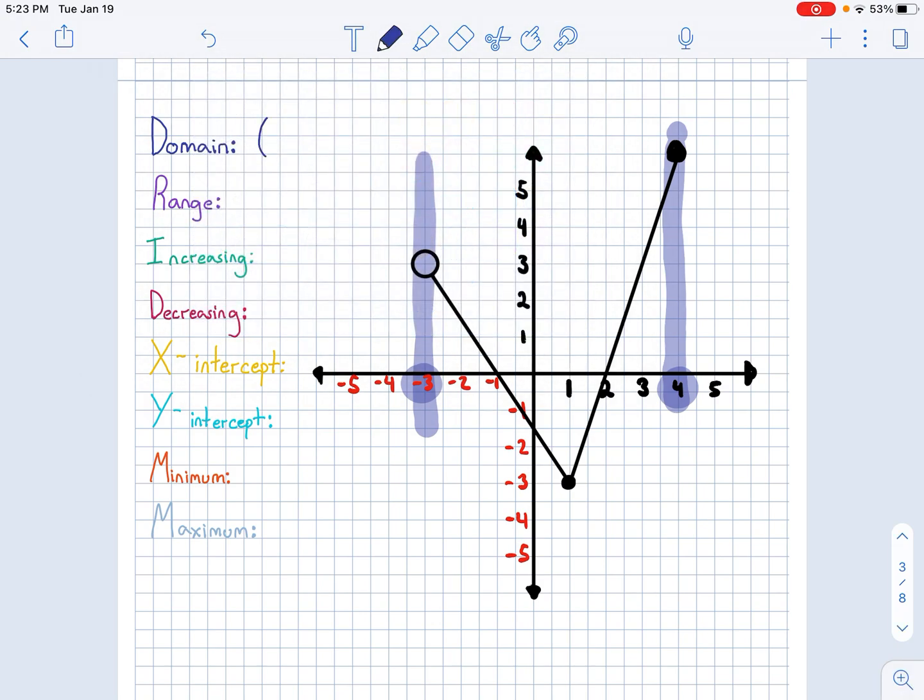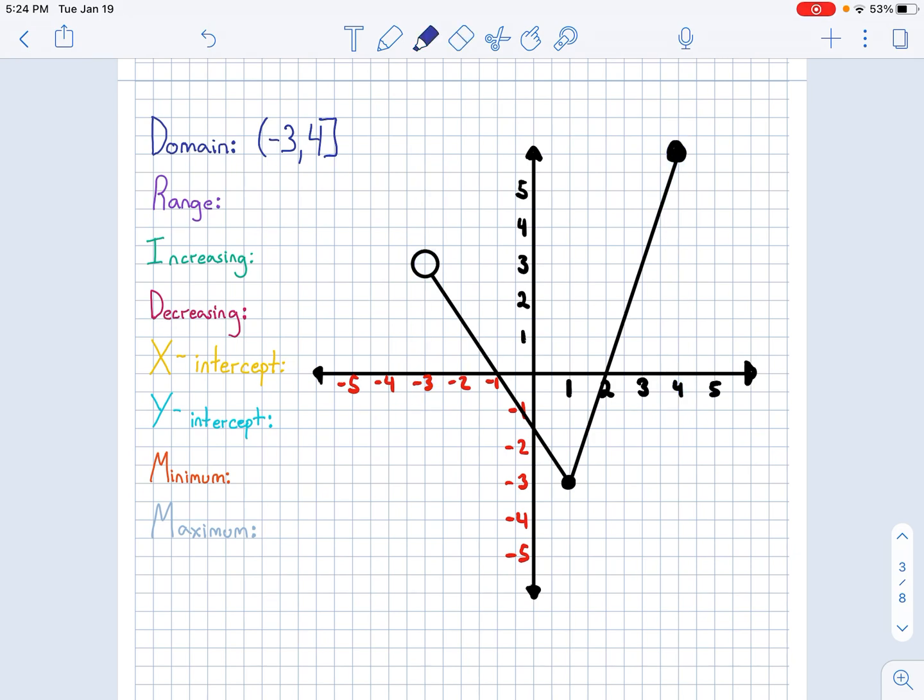we're going to use a parenthesis because this is an open circle at -3, and it goes from -3 all the way till 4. So (-3, 4], and because this is a solid circle, it's going to be a bracket. Okay, so there's our domain, and that's how you would show your work.